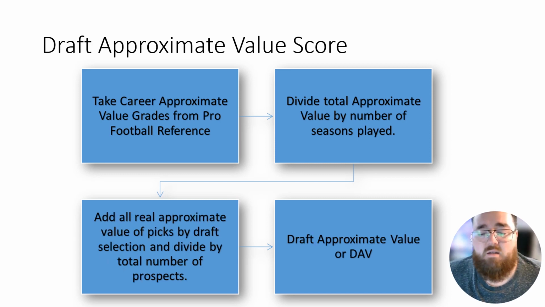The next score we're going to use in terms of evaluating is the draft approximate value score, which essentially is the average AV of the selections they had. So what was the average approximate value of, say, the sixth selection from 1994 until 2023? That's what that data point measures, to see how well they performed based on how other prospects have performed in the past at that selection.